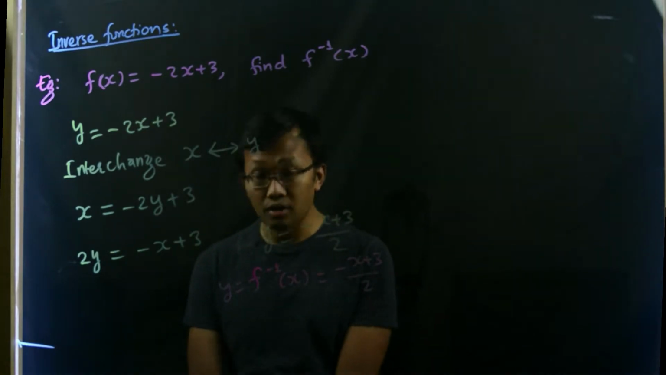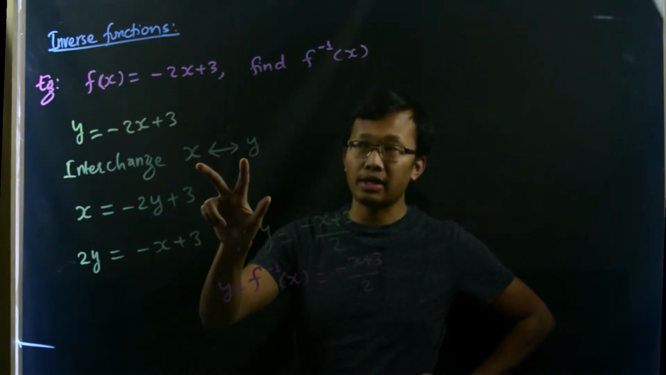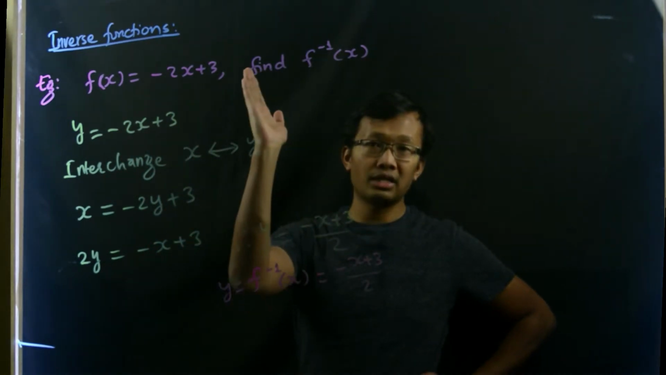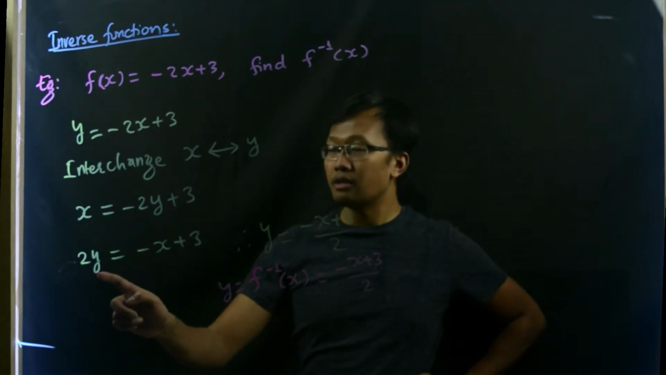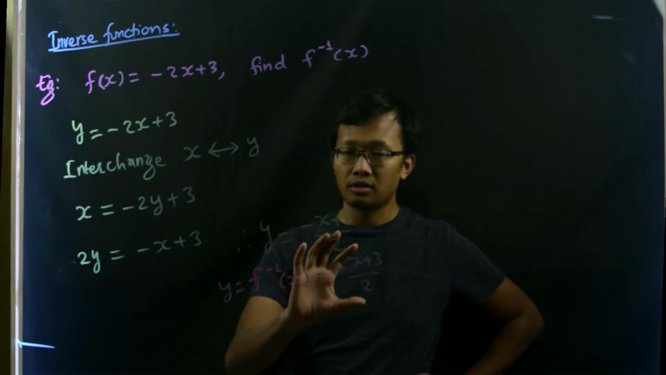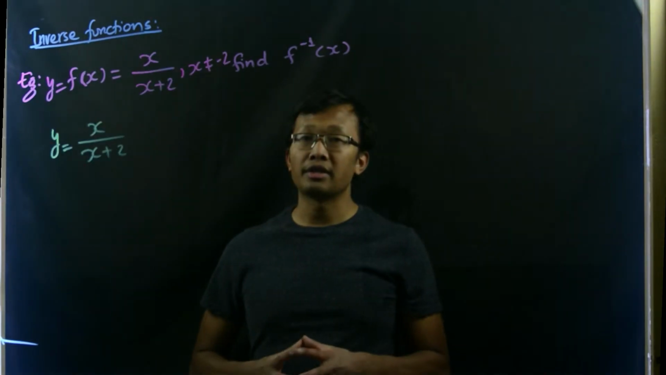The main idea here is to interchange the variables x and y. The x-axis is changed to the y-axis, and the y-axis is changed to the x-axis. Then we find the value of y in terms of x. Thus this is the inverse function of the given function. Now let's take another example.